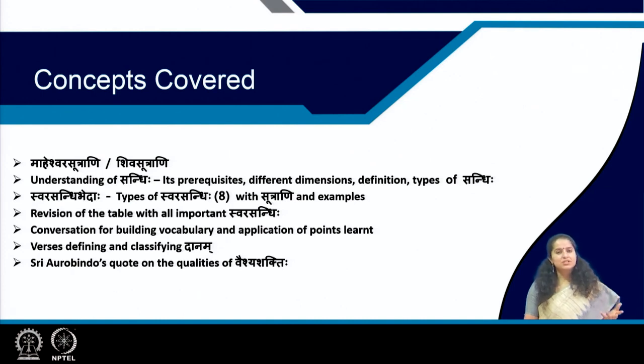And then we'll do a conversation for building your vocabulary and an application of the points to learn. So we'll be inviting you to participate along with us. So please be ready for that and listen carefully to the lecture. And then we have at the end verses defining and classifying Dhanam, which is the next quality in the series of qualities that are required for the practice of Dharma. To close, we have Sri Aurobindo's quote on the qualities of the Vaishya Shakti, which he associates with the value of Dhanam.